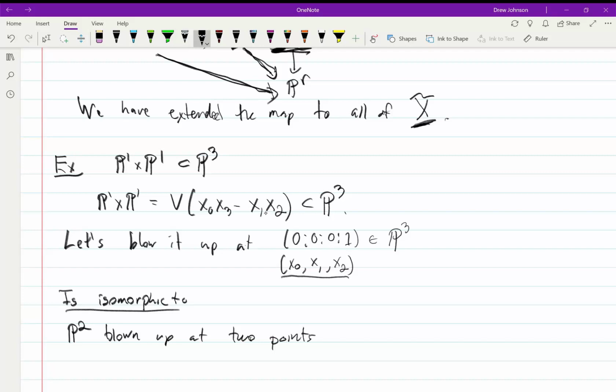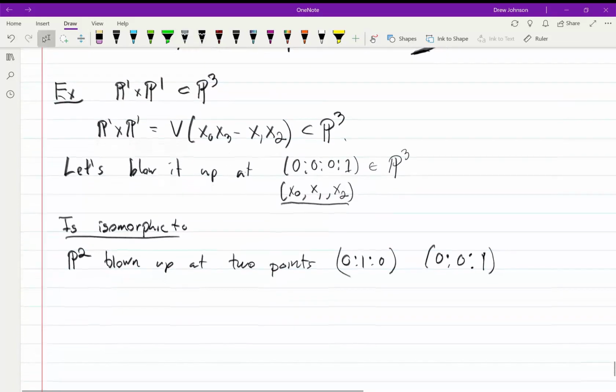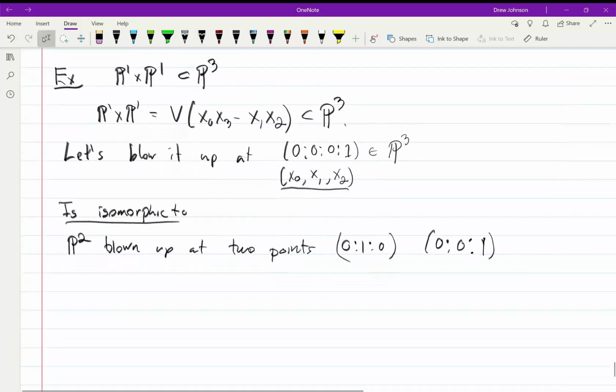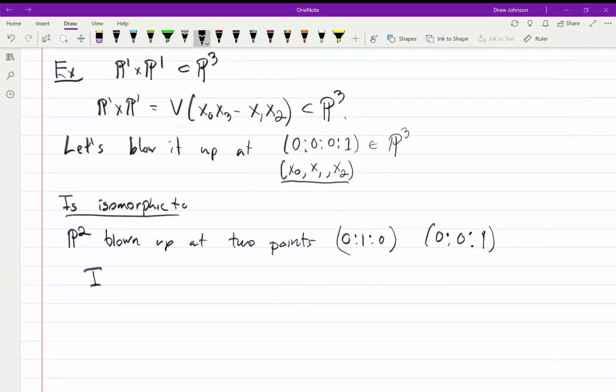Okay, and let's give 2 specific points, (0, 1, 0) and (0, 0, 1). It doesn't actually matter which points you pick, because any 2 points can be taken to any other 2 points by some automorphism. So let's just pick these.